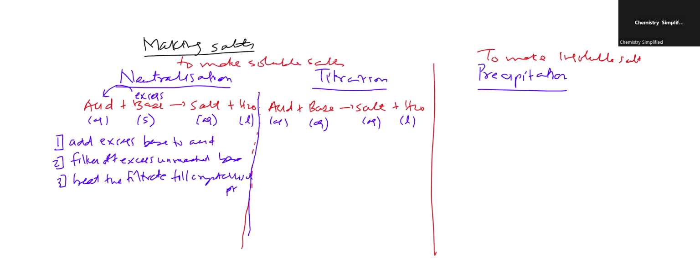Now you stop heating. Once you stop heating, the solution will cool. As the solution cools, the crystals will start forming. So heat the filtrate to the crystallization point and allow crystals to form as the solution cools.